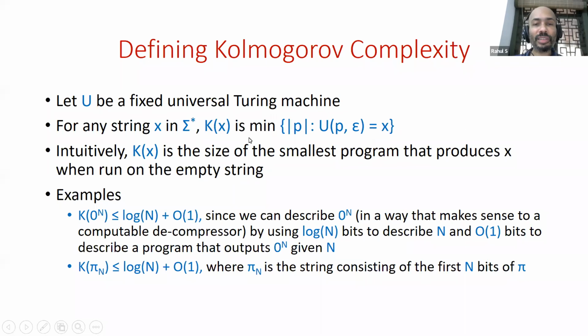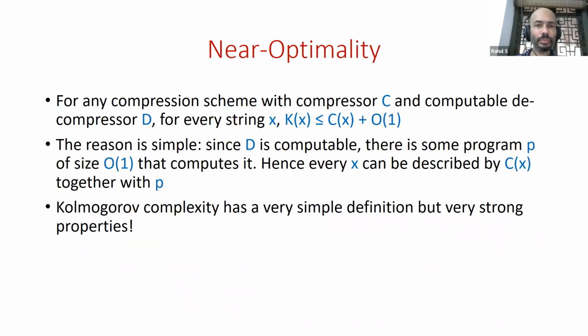It's not clear how a compressor would work. How do you find the smallest program? That's not clear. But the decompressor would just run the universal machine on this compressed representation P together with the empty string, and it'll give you x. And then the amount you'll be compressing by is size of x minus K of x, because you're compressing to length K of x, and your original length was size of x. So the notion of Kolmogorov complexity implicitly defines a compression scheme.